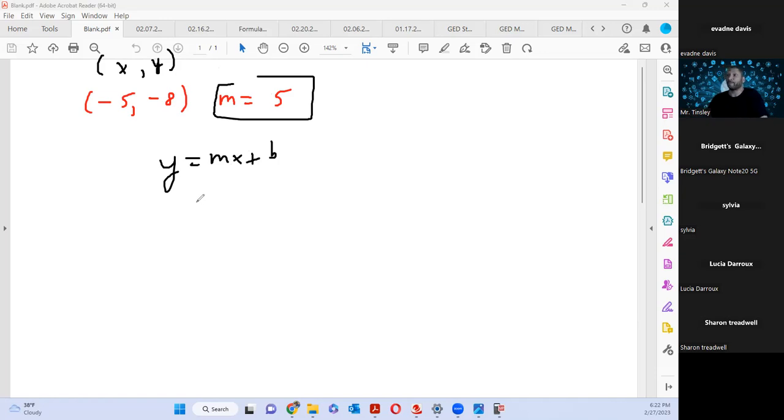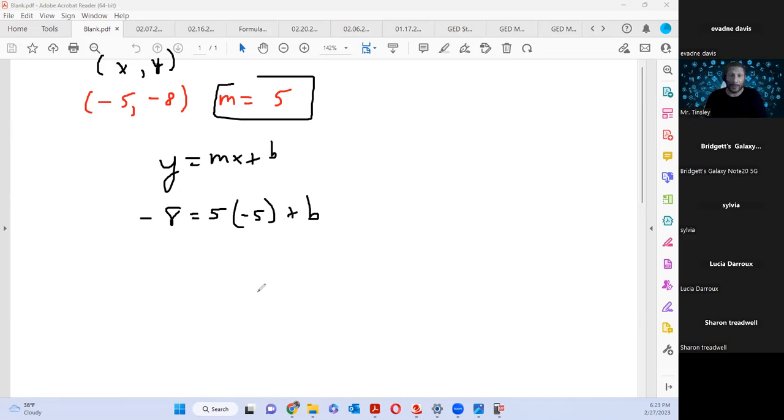What is our Y? Negative 8 equals. All we're doing is substituting what we know into that equation. What's our M? 5. What's our X? -5. So -5 plus B. We didn't do anything that hard. All we had to identify is that we know the slope-intercept form, y equals mx plus b. If they give us a point, we have to identify that they're giving an x and a y. And if they give us the slope, we have to know that's our m.